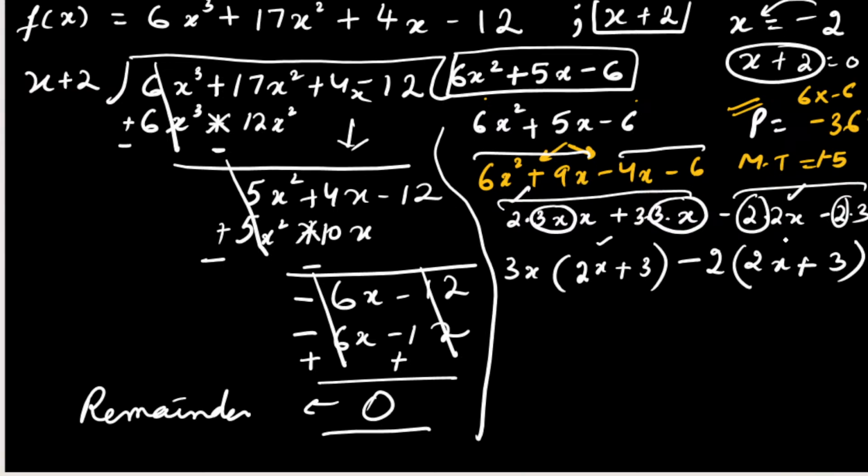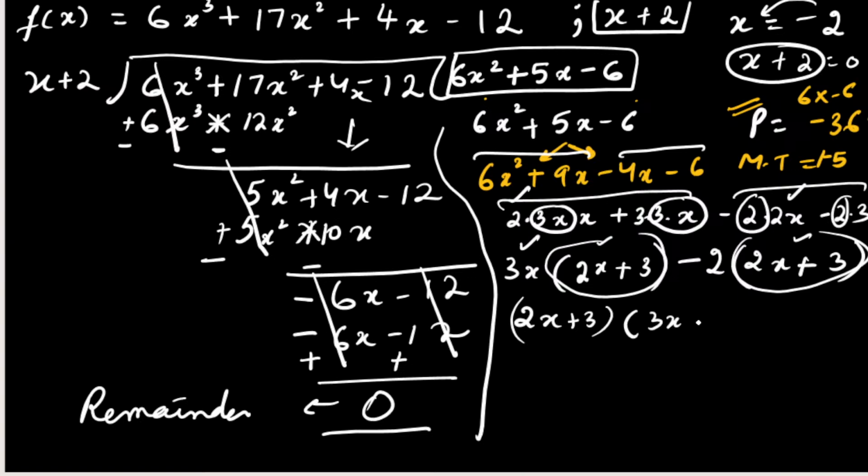Now this bracket and this bracket are the same: on both sides we have got 2x plus 3, 2x plus 3. That means it's correct. Now this is the common factor, 2x plus 3. We will write 2x plus 3 outside. So whatever is left, here 3x is left, here minus 2. So we found the remaining two factors also.